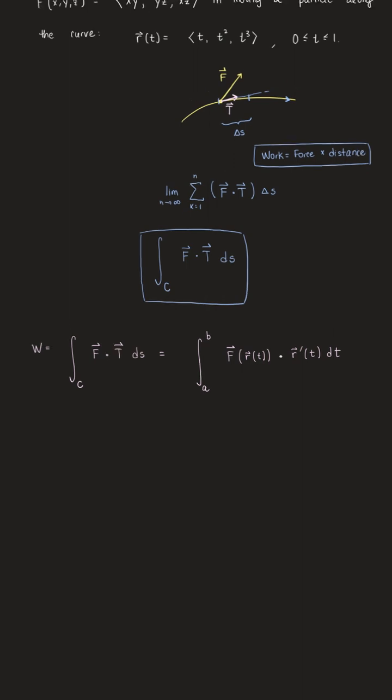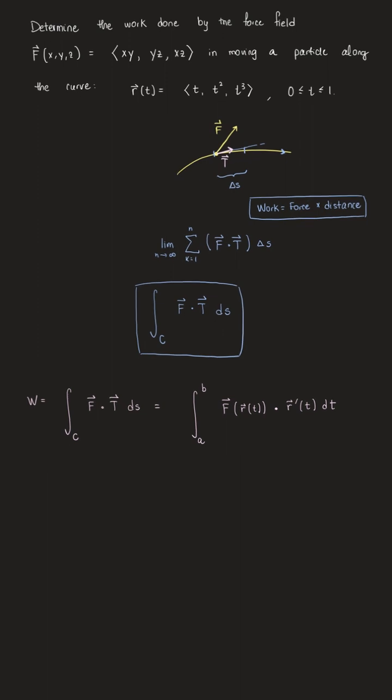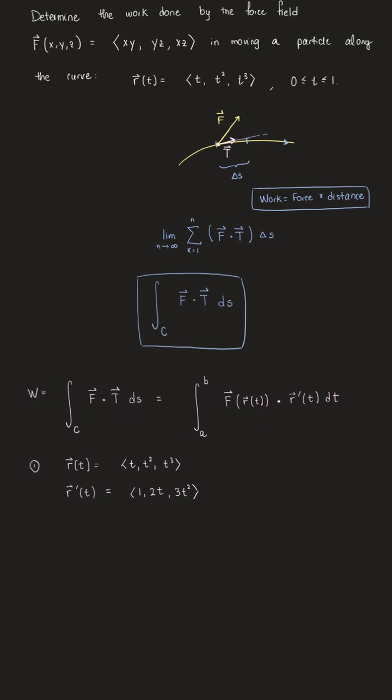So let's do a couple of steps here. The first thing we'll do is, we know that r of t is t, t squared, t cubed. So let's go ahead and find r prime of t, because we will need that to do the dot product with the vector field. And that's just going to be 1, 2t, and 3t squared. This time we don't need the magnitude like we did with scalar line integrals, just the derivative of r.